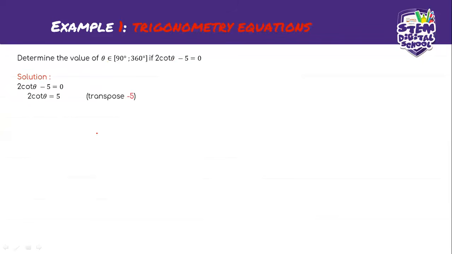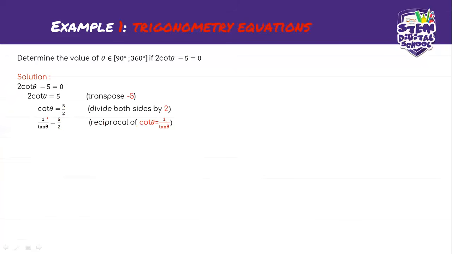The second step, you have to transpose negative 5 to the right hand side. Remember, we are looking for theta in this case, right? And then we transpose 5 to the right hand side, and therefore we have to divide both sides by 2. Then we will now have cot theta equals 5 over 2. And the fourth step, we have 1 over tan theta equals 5 over 2, the reciprocal of cot theta equals 1 over 2.